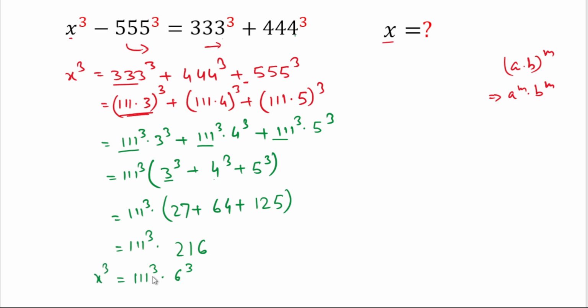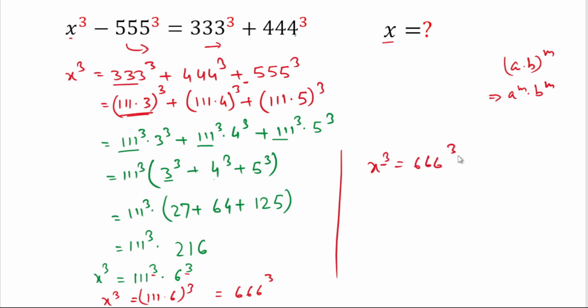So now if you look at here, the power is the same, 3 and 3, so therefore we can write x cube is equal to 111 times 6 and whole cube. So 111 times 6 is 666, and that is cube. So here we have calculated x cube value is 666 cube.